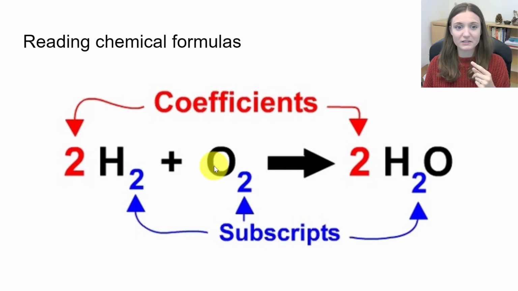So 2 hydrogens, 1 oxygen gives us, when they combine, we get 2 water molecules. And each water molecule has 2 hydrogens and 1 oxygen. Again, if there's no subscript, you can just assume that there's a 1 there. So that's how we read the different parts of these chemical formulas and these chemical equations.